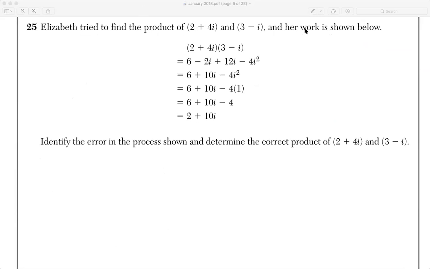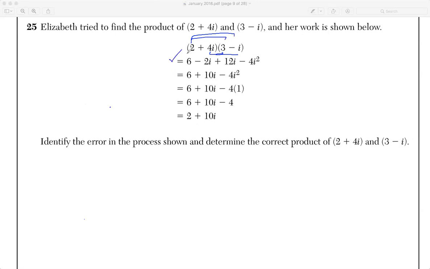Elizabeth is trying to find the product. Her work is shown below. Identify the error and determine the product. Let's see what she did here. So she did 2 times 3, which is 6. That's good. 2 times negative i is negative 2i. That's good. 4i times 3 is plus 12i. And this is minus 4i squared.